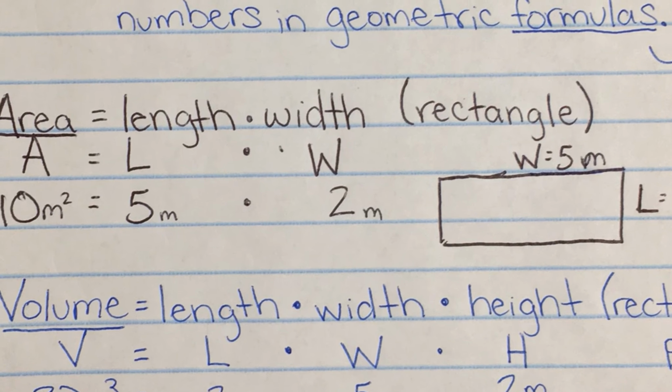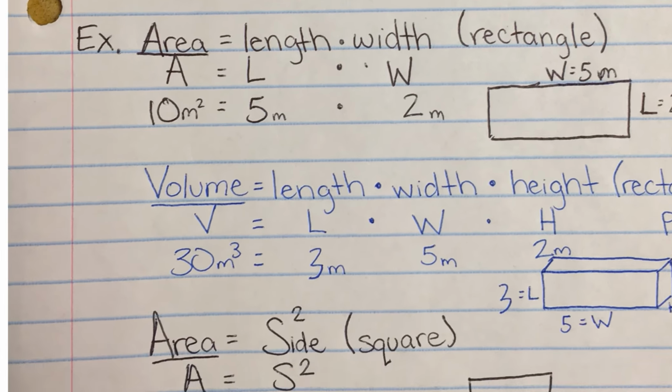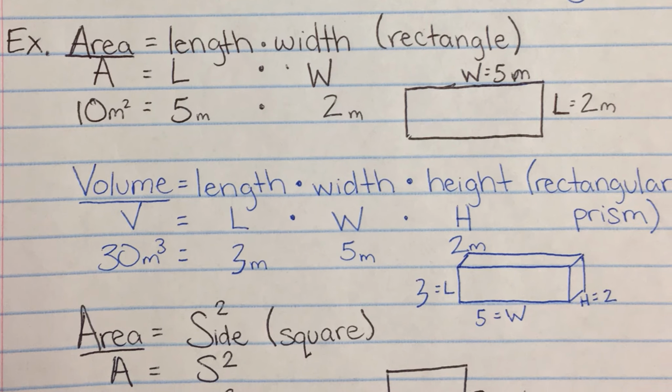So let's take a look at our first example, where we are trying to find the area of a rectangle. Here we see that the area of a rectangle is found by multiplying the length times the width. And usually you'll see this written as A equals L times W.